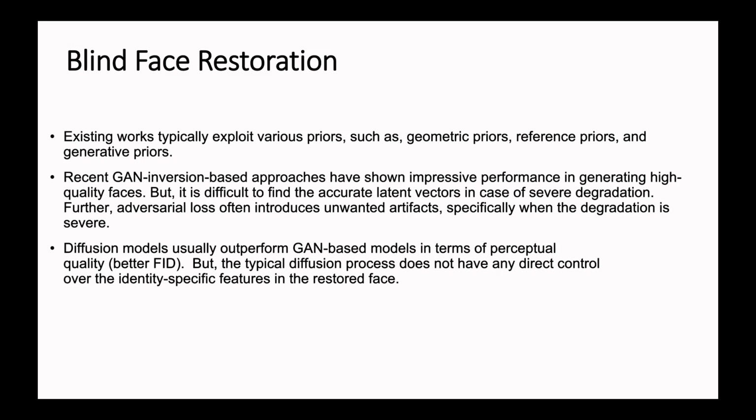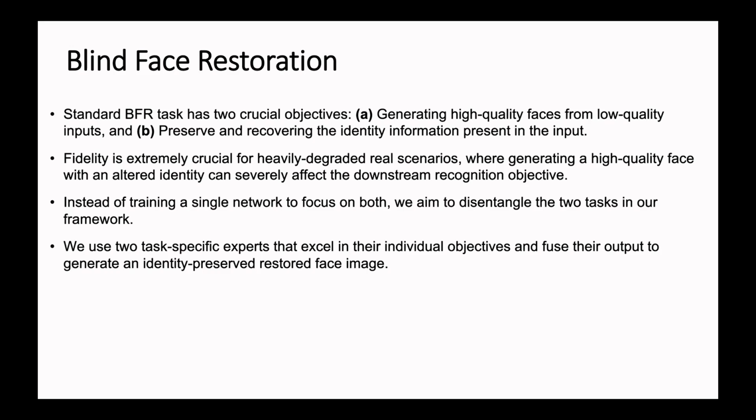Very recently, diffusion-based frameworks have outperformed GAN-based methods in terms of perceptual quality. But if we take any off-the-shelf diffusion model, we rarely have any direct control over the recovered identity at the final output. So, as I said, there are two main goals of the blind face restoration task. One is we have to generate a very high quality output image, and also we have to preserve and recover the underlying identity of the person, which is extremely crucial for downstream tasks, for example face recognition. To give an example, if we are able to generate a very high quality face image but the identity of the person is altered, it does not serve the purpose of the downstream face recognition task.